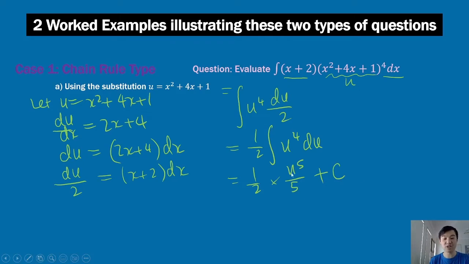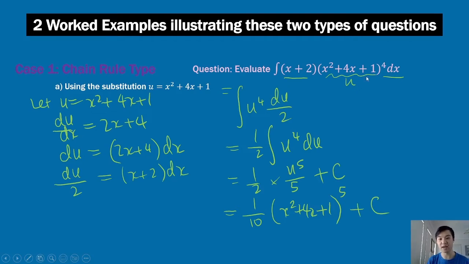But the thing is, I can't just leave it like this because this is in terms of u. I need to convert back in terms of x. So I'm going to say this is going to be 1 over 10 times x squared plus 4x plus 1, all to the power of 5. And then I got the plus c. So this is my final answer for this integral.